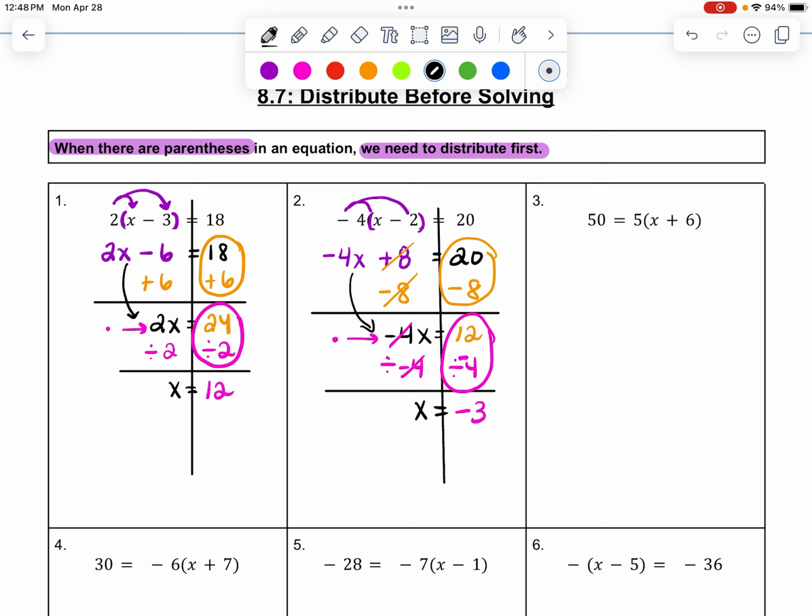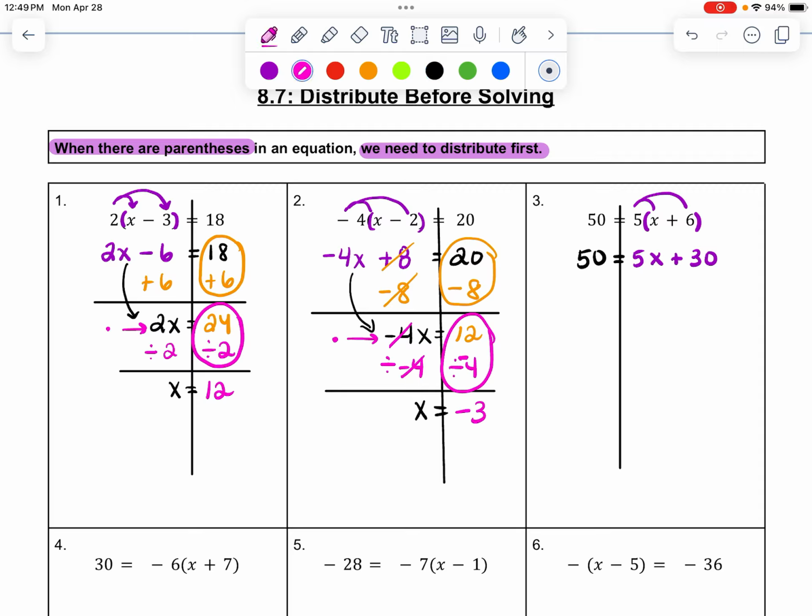In problem number 3, we're going to draw a vertical line through our equal sign. Then we're going to notice that there are parentheses, and so we need to distribute, which gives us 5x plus 30. On the other side, we have 50.